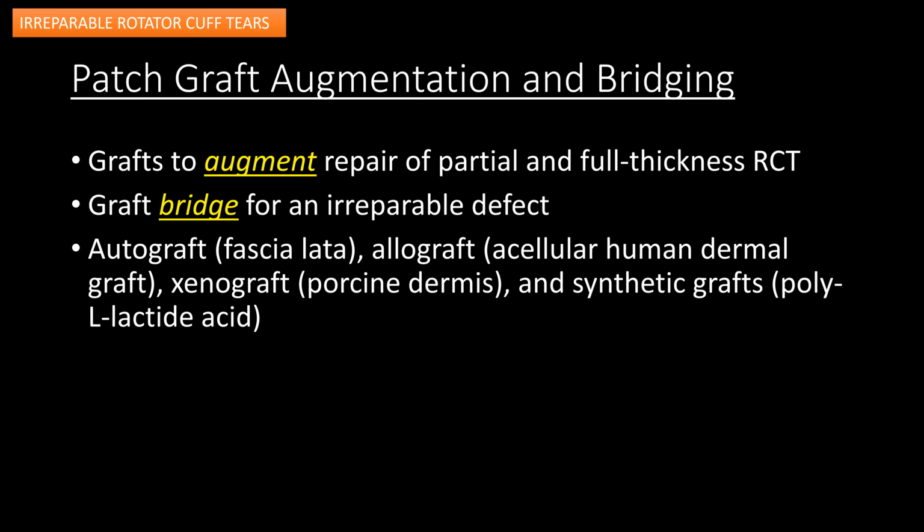So grafts can be used to augment repair of rotator cuff tear if there is a concern regarding healing or stretch of the primary repair, or they can be used as a bridge for an irreparable defect. I'm going to go over each of them separately. There are different graft materials being used, including autografts such as fascia lata, allograft, such as acellular human dermal graft, xenografts, and synthetic grafts.